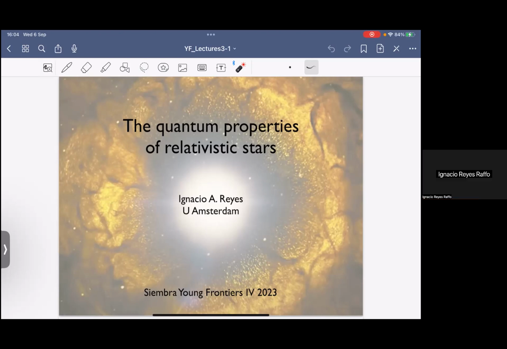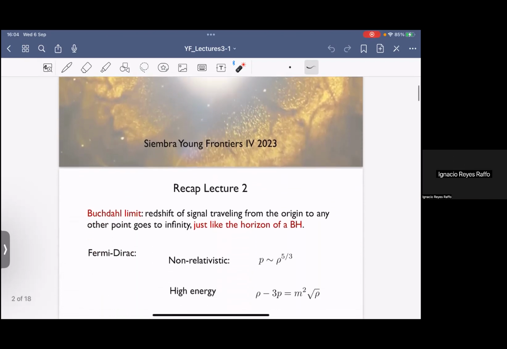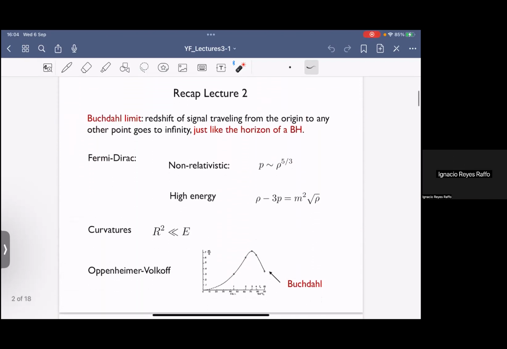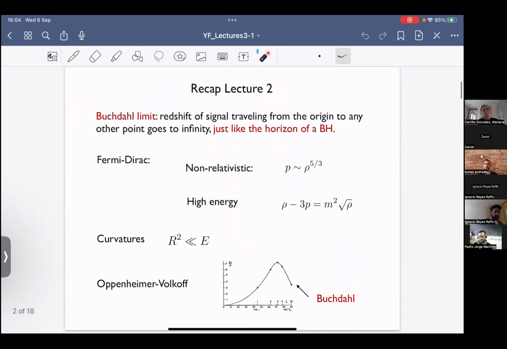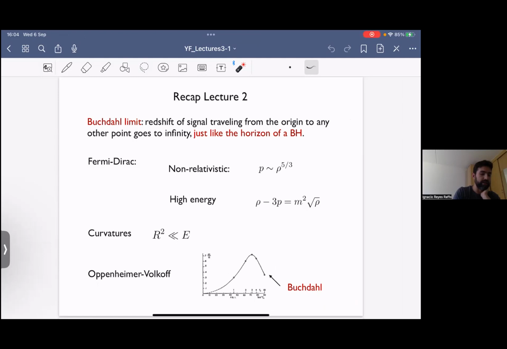Yes, so let's start with the last lecture. As yesterday, I'm going to start with a quick recap of what we talked about in the last lecture. One of the main ideas, we've been talking about the Buchdahl limit, and as we discussed yesterday in the discussion session, one way to characterize the Buchdahl limit is the point where the redshift of a signal that is traveling. So if we're talking about spheres, right, in general relativity.